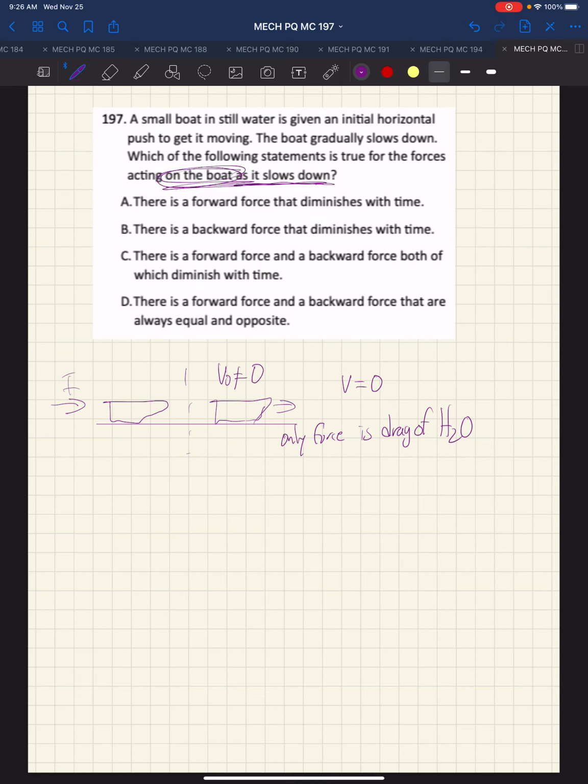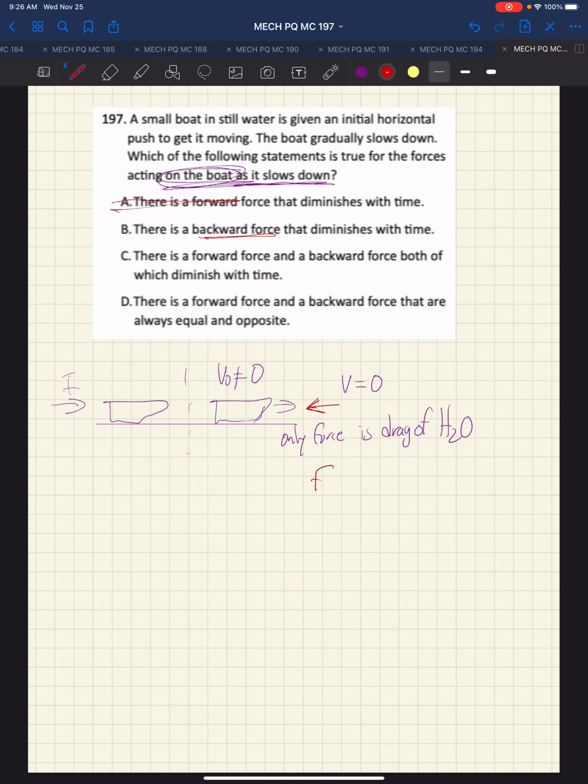That's the key word. So it says there's a forward force which diminishes in time. Well, no, there is a backwards force and there's no forward force acting on the boat. So that's false. There is a backward force which diminishes with time. Backward force is true. Does it diminish with time?